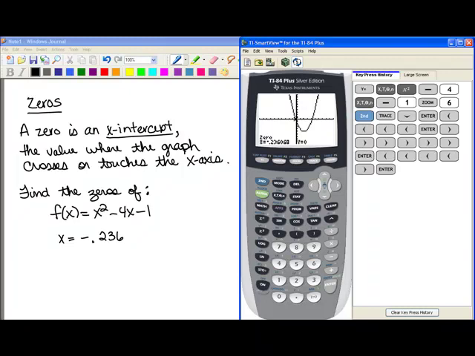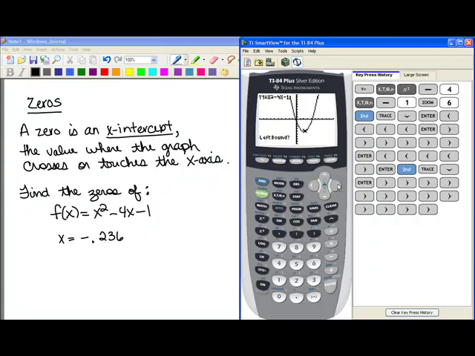Alright, we'll use a similar process for the other zero on the right side. We'll need to press second, calculate, command number 2, and move the cursor closer to the zero. Now the left bound for this zero is down below, and it's down below because the function is increasing. So this is really the left side.